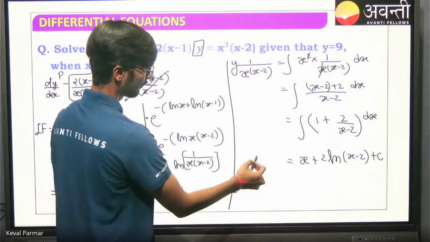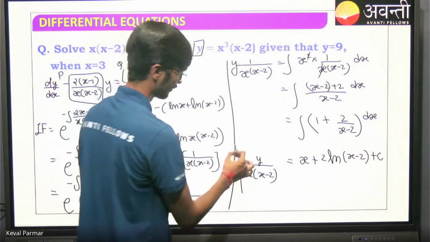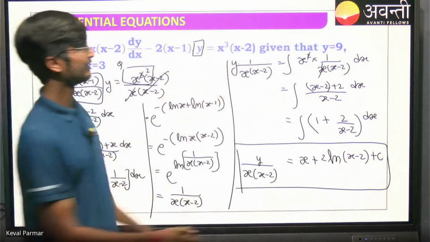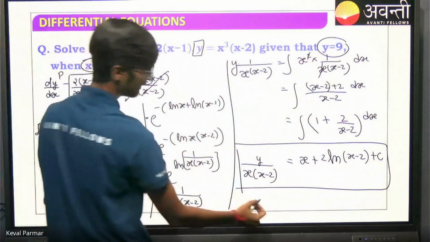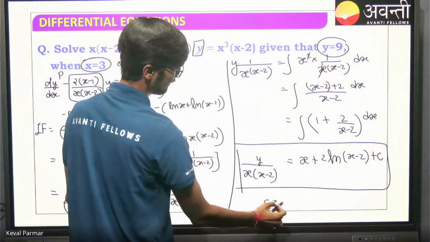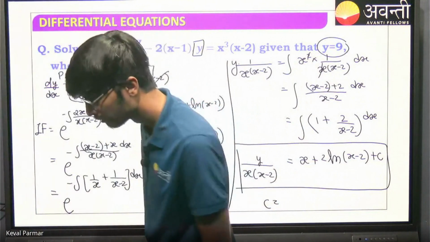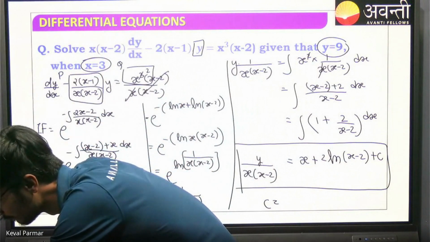And here it was y upon x into x minus 2. This is my answer. Now I want you all to do one thing. Substitute these values, y equal to 9 and x equal to 3, and get me the value of c. C equals to, come on. Substitute these values.